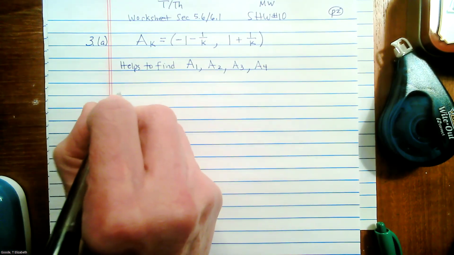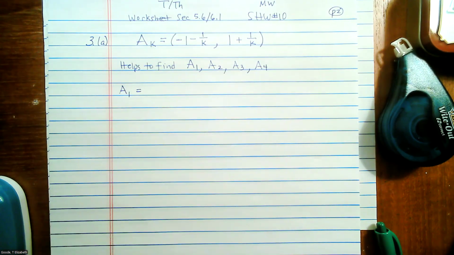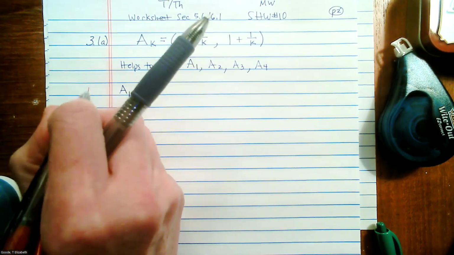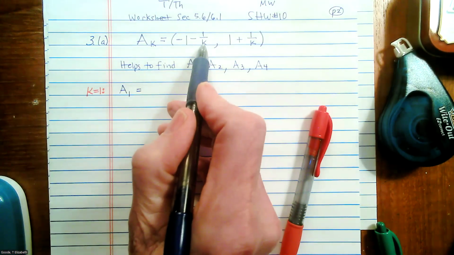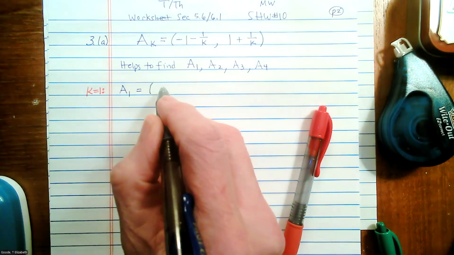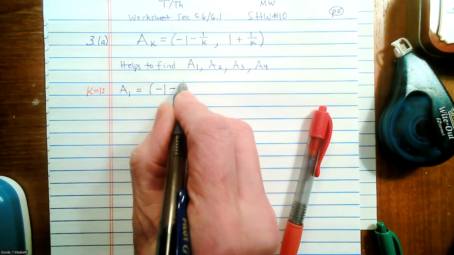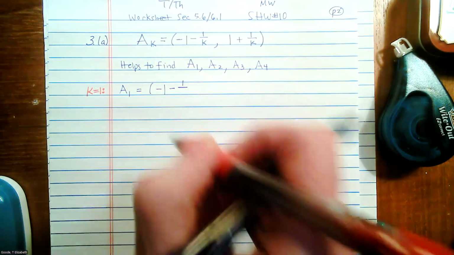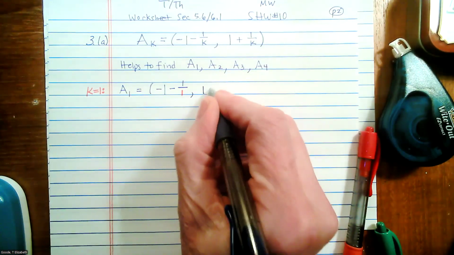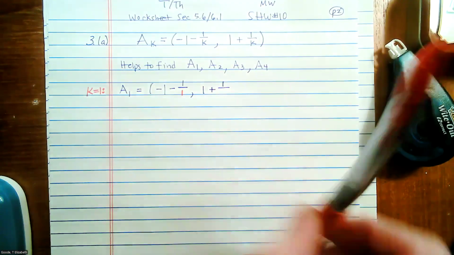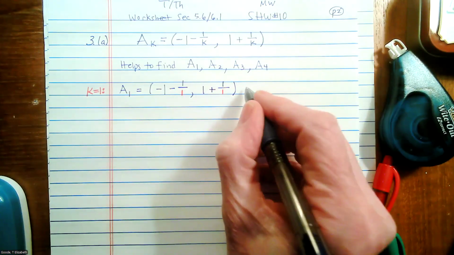So what does A1 look like? Well, k is 1, right? This is when k is 1. So let's just put a 1 in everywhere we see a k. So tell me what this number becomes. It's minus 1 minus 1. Yeah, negative 1 over 1, right? And then here we got 1 plus 1 over 1. And you're right, this just turns into minus 1. This just turns into plus 1.